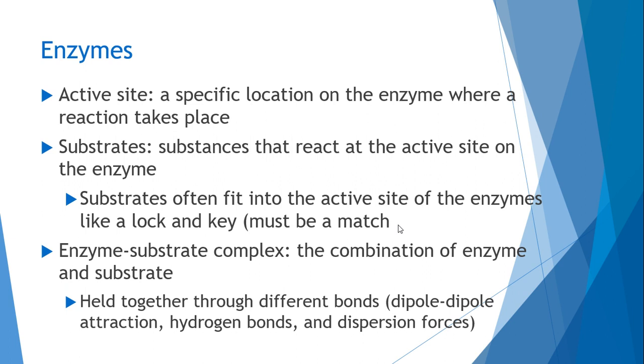And last but not least, let's talk about a couple things we see within enzymes. I'm going to be flipping back and forth from this slide to the next slide to illustrate and show you a picture of where these are located. So enzymes have a spot on them called an active site. This is the location where the reaction takes place. And then there are things called substrates. Substrates react with this active site on the enzyme in order for a reaction to occur. Substrates fit into this active site like a lock and key mechanism, so they have to match.